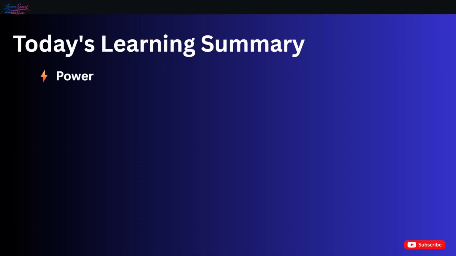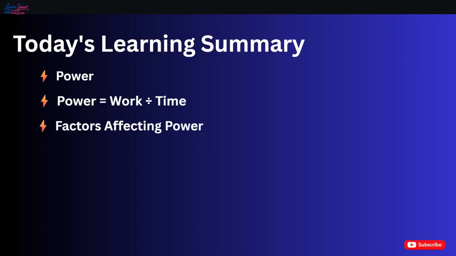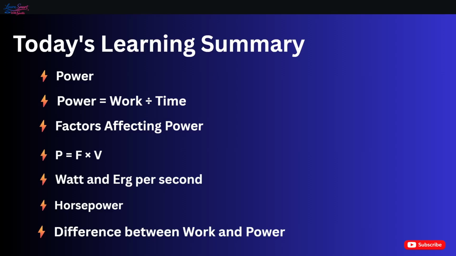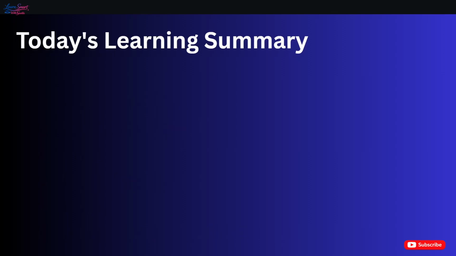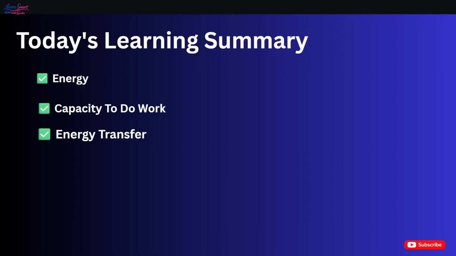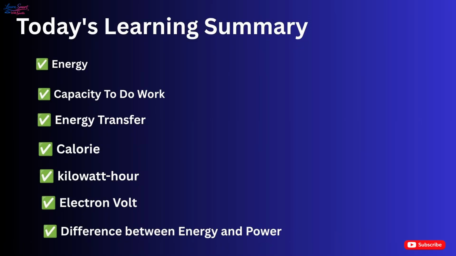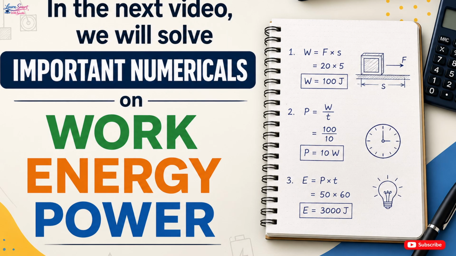So today we learned the meaning of power, its formula, factors affecting power, the derivation of P equals F into V, SI and CGS units, horsepower, and the difference between work and power. We also started energy, learned its definition, energy transfer, units of energy, kilowatt hour, calorie, electron volt, and difference between energy and power. In the next video, we will solve important numericals on work, energy, and power.